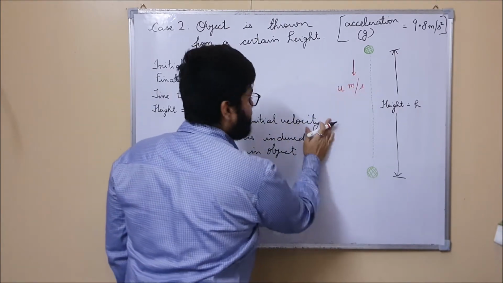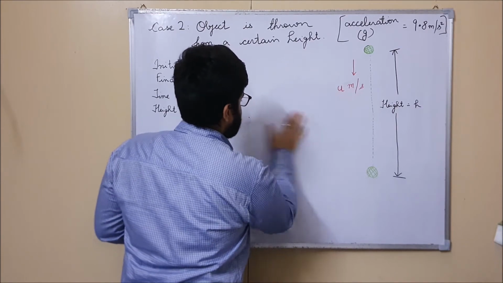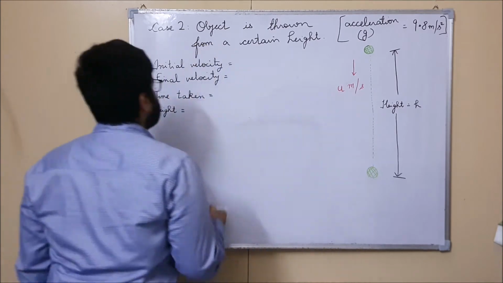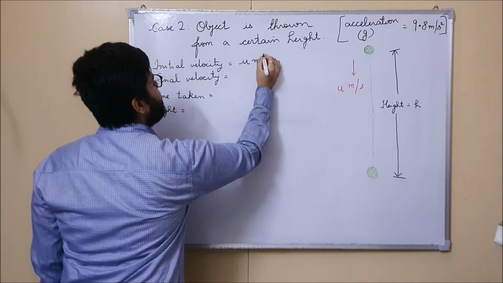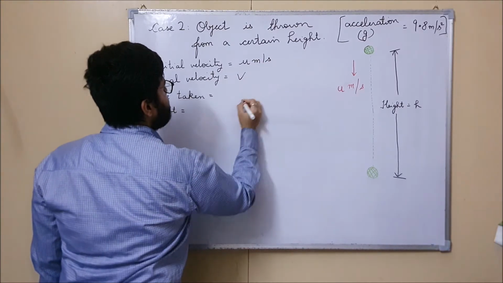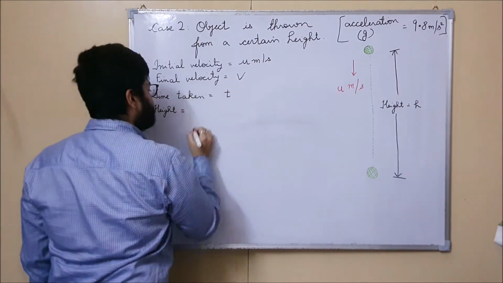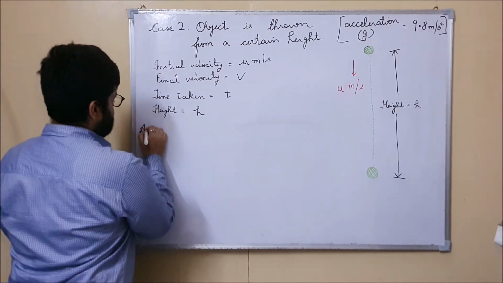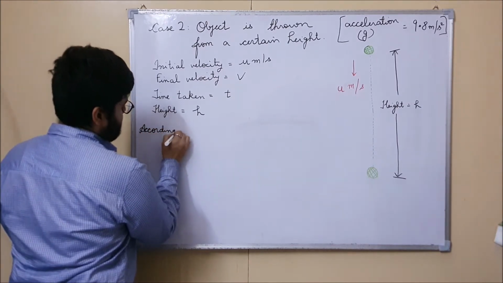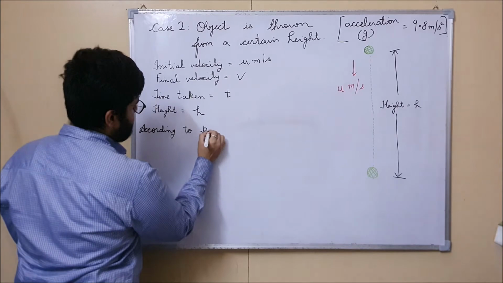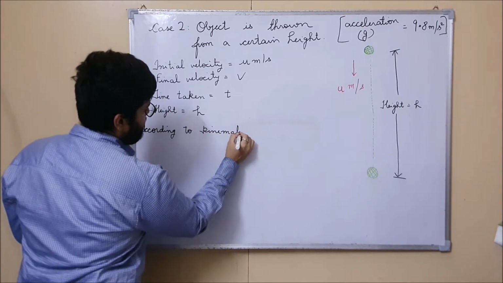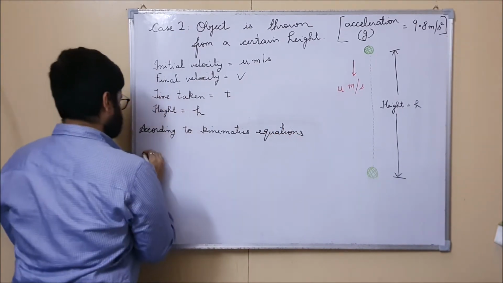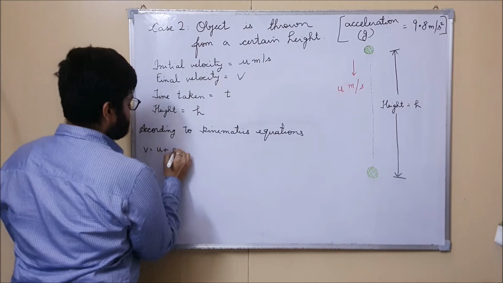So let's assume the initial velocity is u meter per second, the height is h. The initial velocity is u meter per second, final velocity is v, time taken is t, and the height is h. Now according to our kinematics equations, v is equals to u plus at.